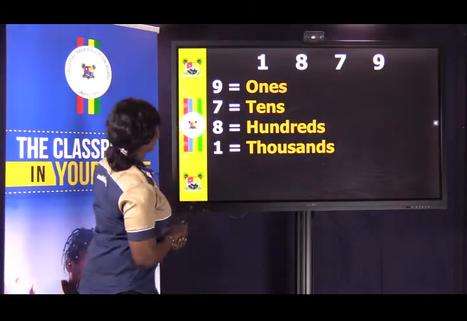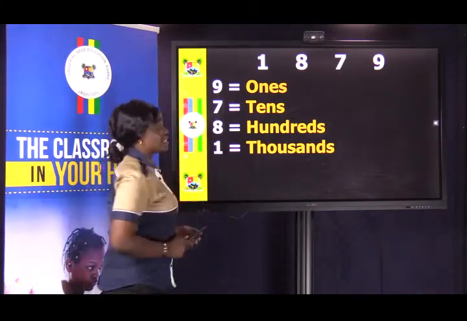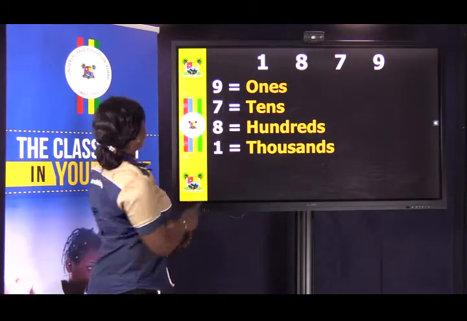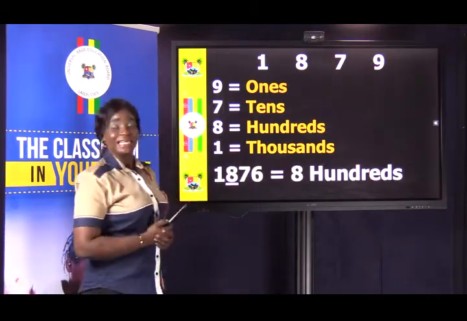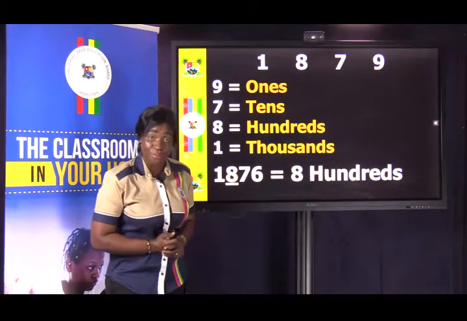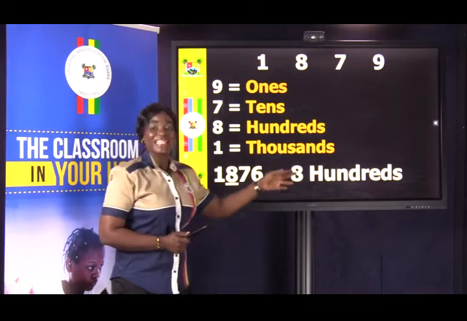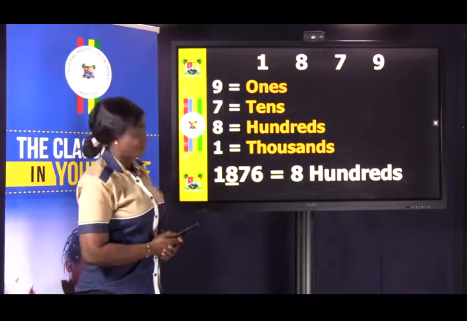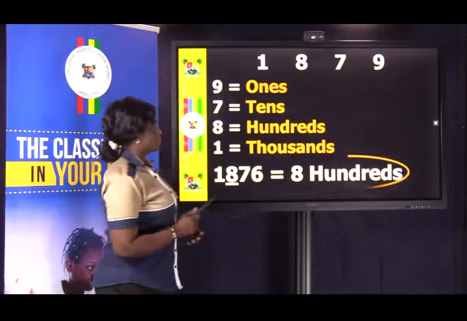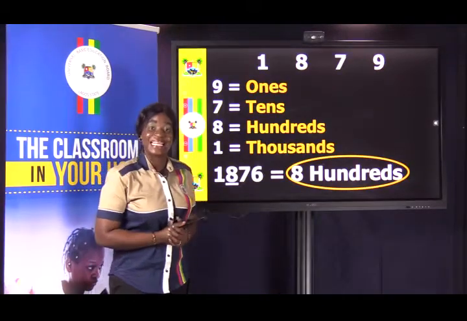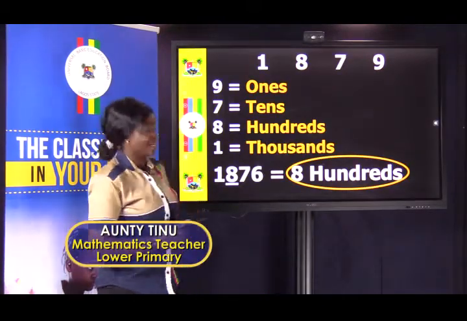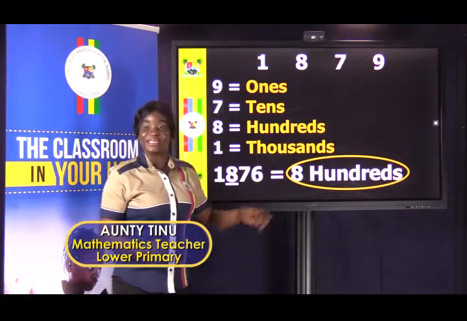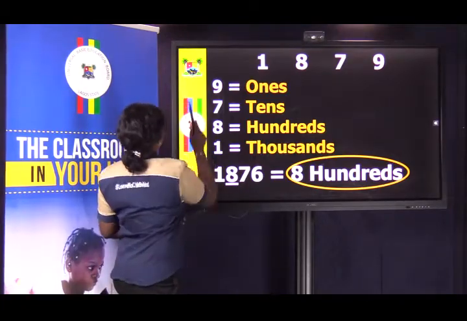So 8 was underlined. Where is 8 positioned in this question? It's positioned under the hundreds column. So we have 8 in the hundreds position. Yes. So our answer is 8 in 100 position. Yes. 8 standing under hundreds.